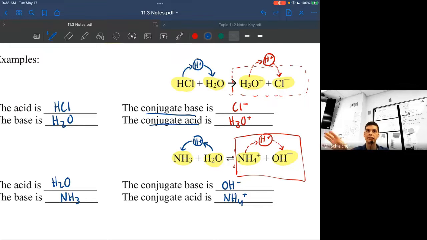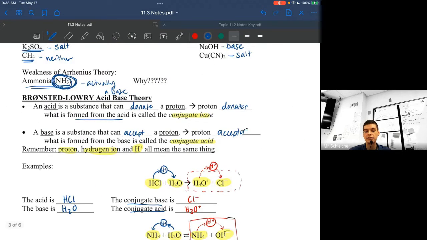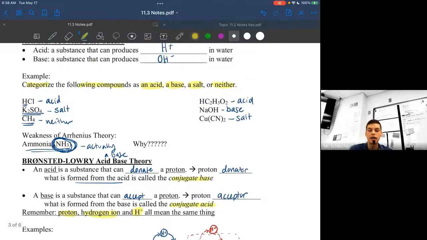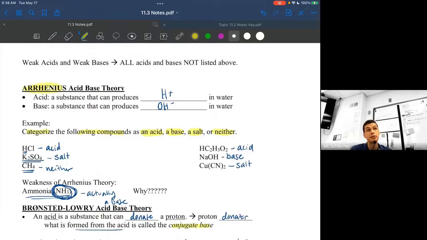Okay, questions on kind of what an acid is, what a base is, and then conjugate acid, conjugate base. I will say that in high school level chemistry, the Arrhenius definition is the most common. It's the easiest way to tell if something's an acid or a base. And you just see if something has H in front or OH minus at the back.